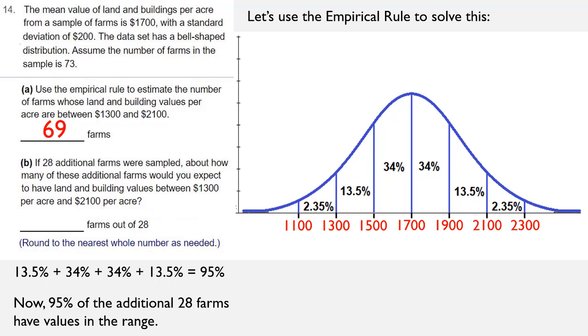So we need to figure out 95% of 28, which is 0.95 times 28, which is 26.6, rounded to the nearest whole number, would be 27 farms. That's the answer to part B, and that's your answer.